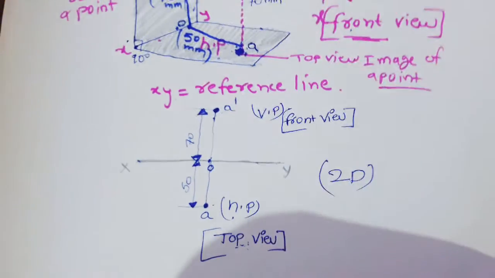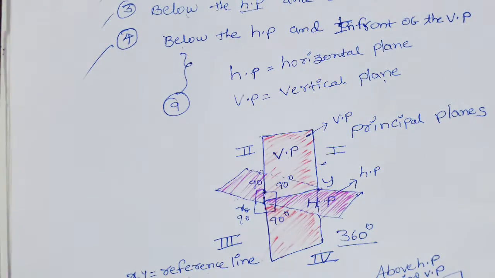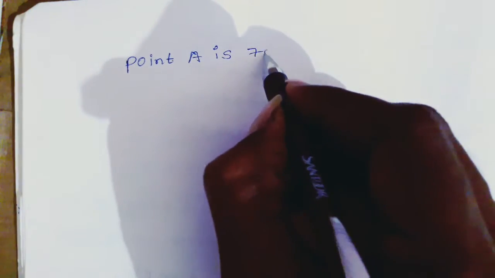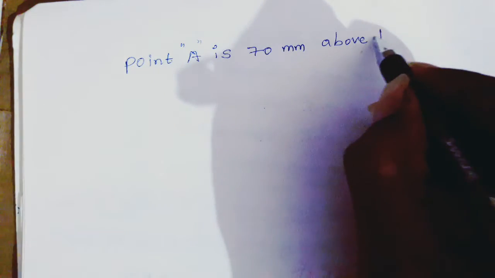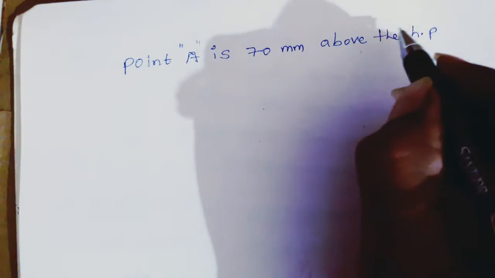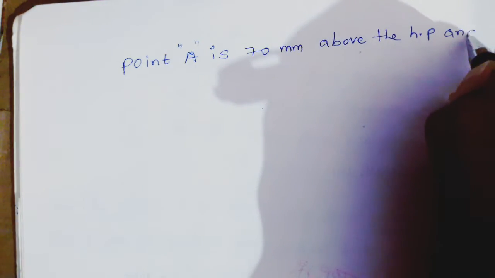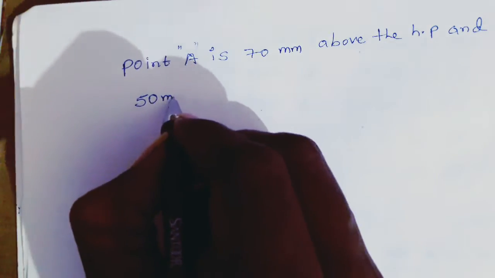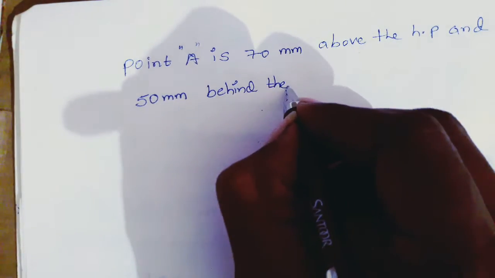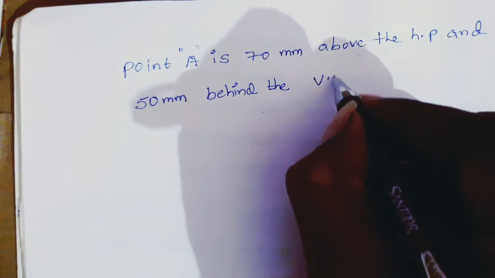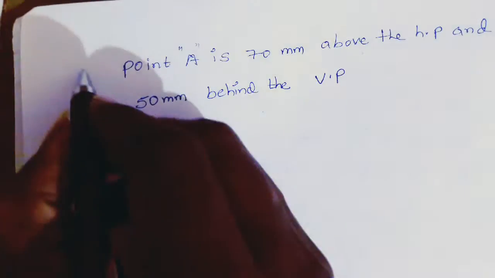For the second condition, point A is 70 mm above the HP and 50 mm behind the VP. Okay, this is the second condition.